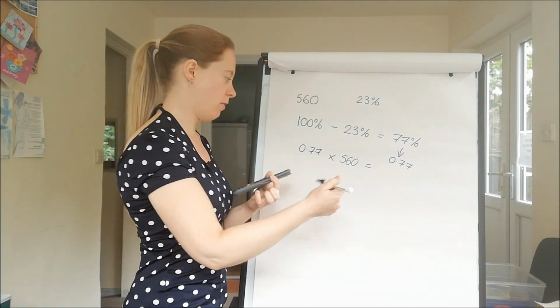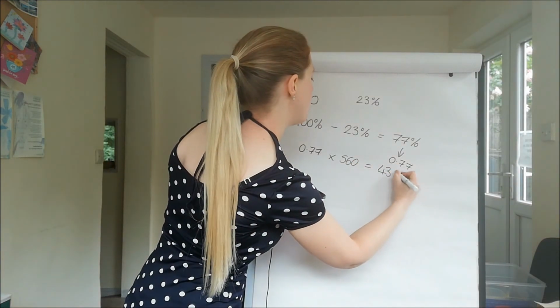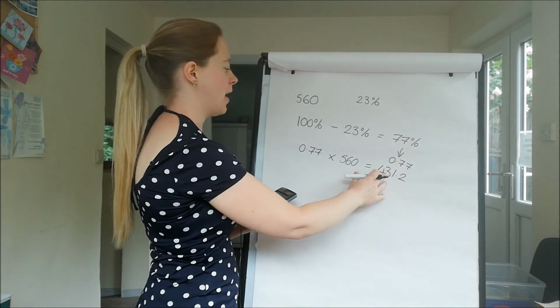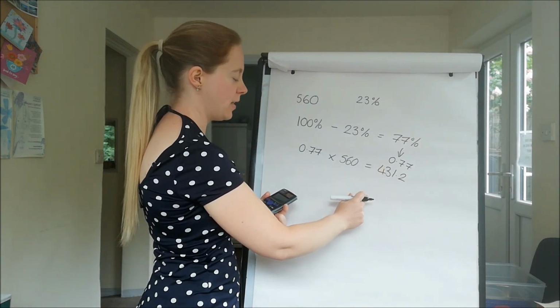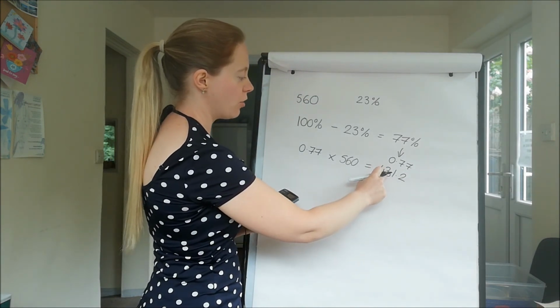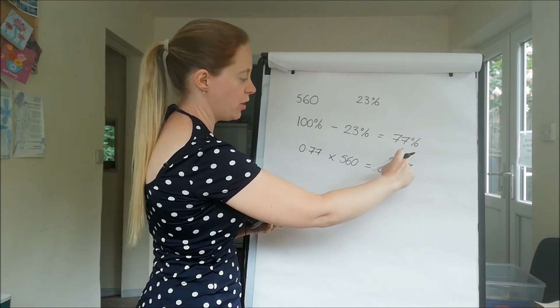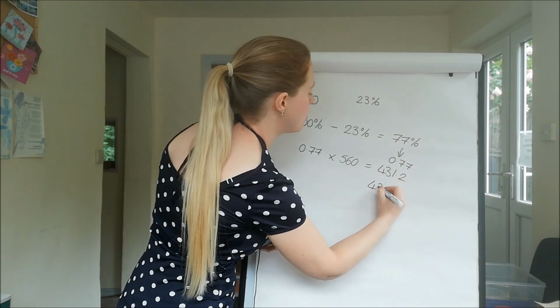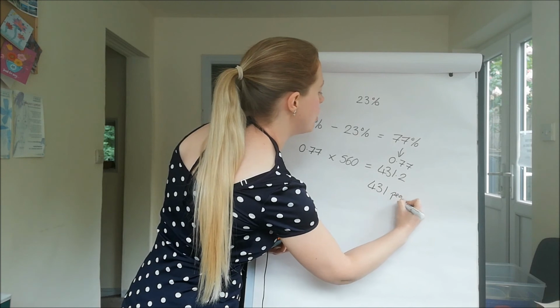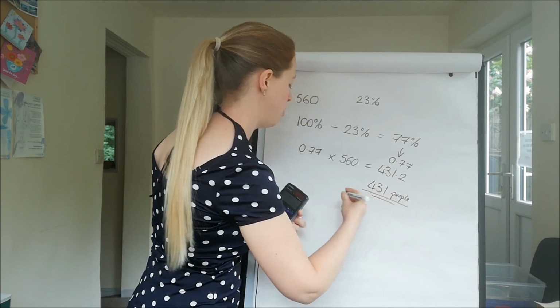I get 431.2. This time it's people, not currency. And so because there's not enough for 432 people, that means there must just be 431 people study German.